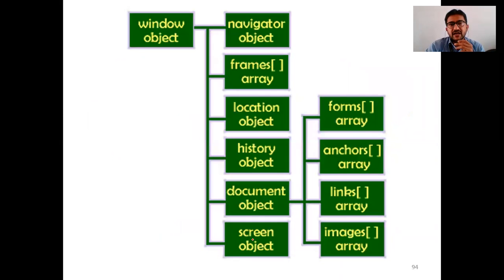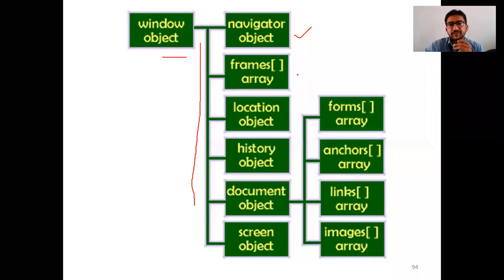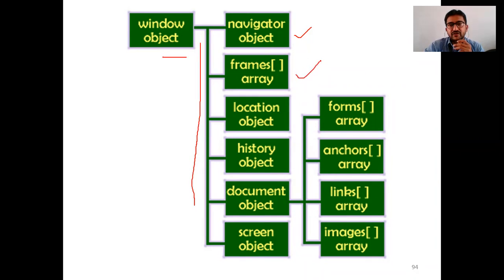Now, if you see the hierarchy in this figure, if we consider the window object as the parent, there are different objects under it. What are those different objects? One is the navigator. The frame, we have already seen in week one about the frame objects. Location, to find out where you are currently.